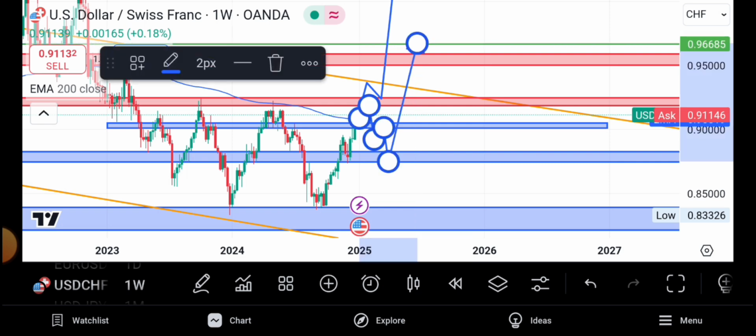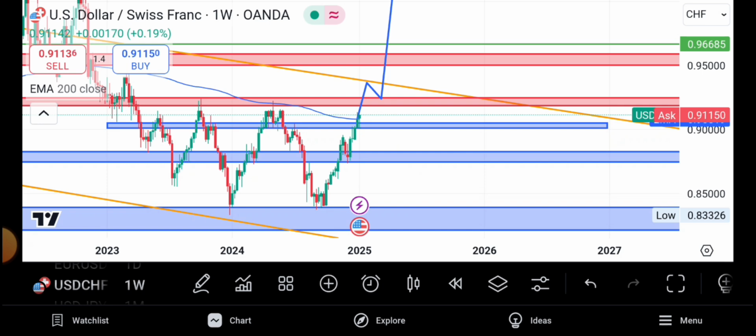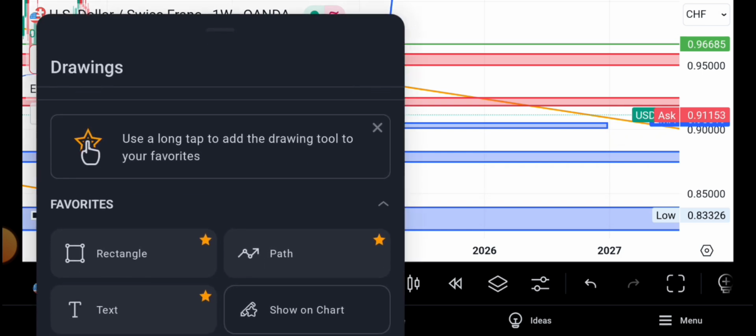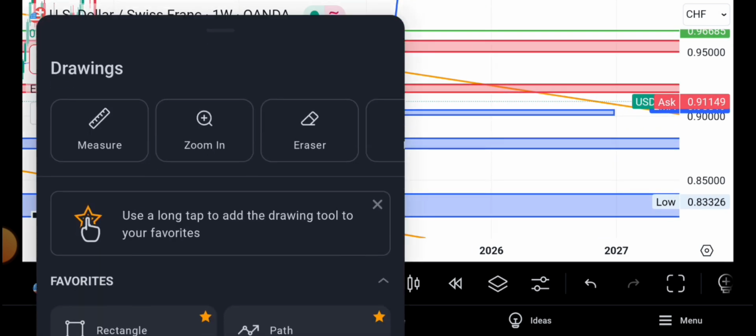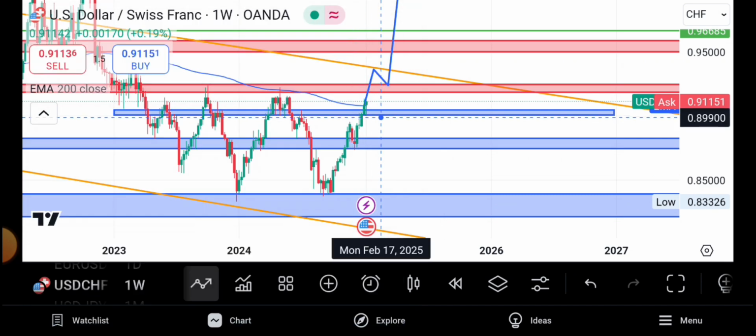Another possibility is that this bigger institution might use this zone to push the market up.